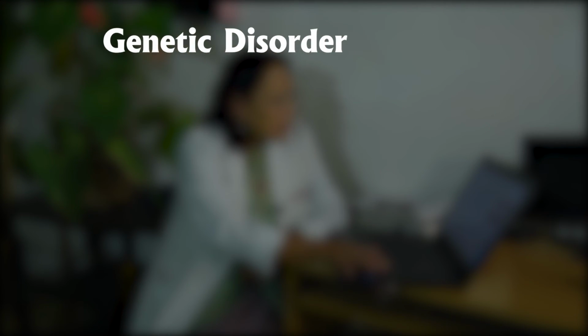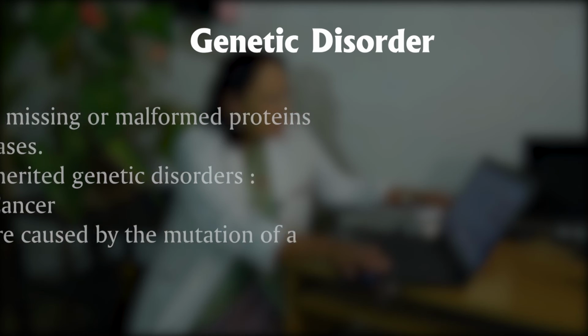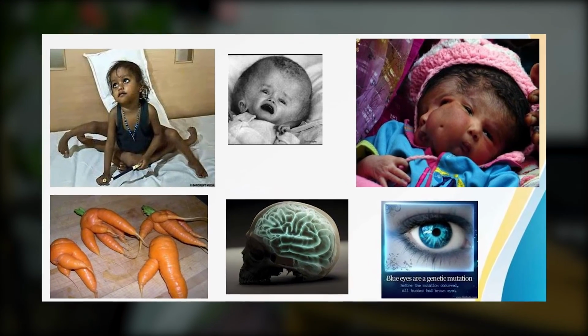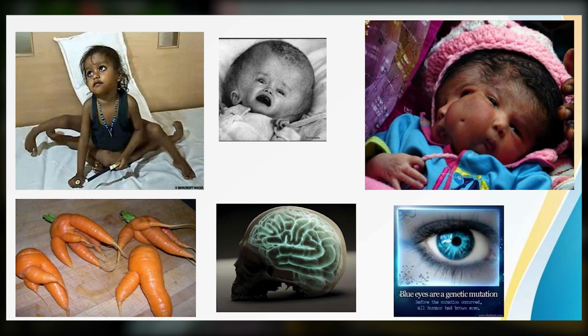There are various genetic disorders caused by mutation. Mutation can lead to missing or malformed proteins that can lead to disease. Some well-known inherited genetic disorders are sickle cell anemia, which is very common, and cancer. All these disorders are caused by the mutation of a single gene. So these are some of the signs of the mutation, even in vegetables.